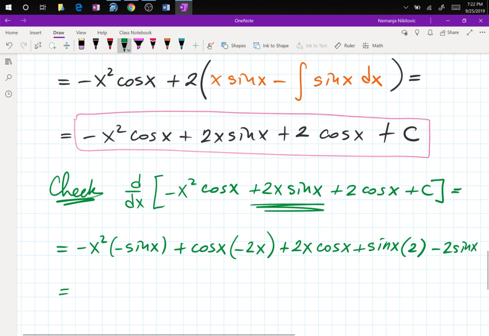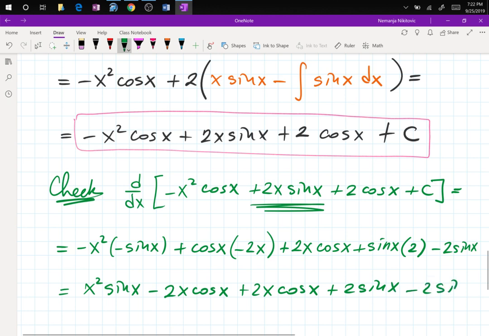So what do we have? Negative and negative give us positive. I have x squared sine x minus 2x cosine x plus 2x cosine x plus 2 sine x minus 2 sine x. Oh, look at them. They all lined up to cancel over here. And there is the x squared sine x.